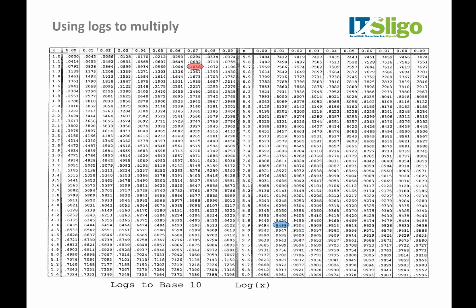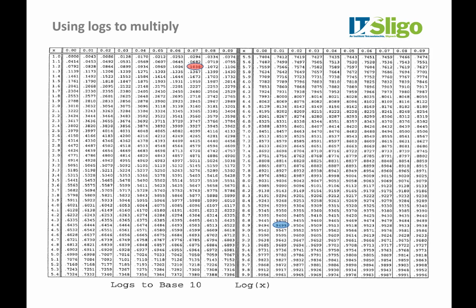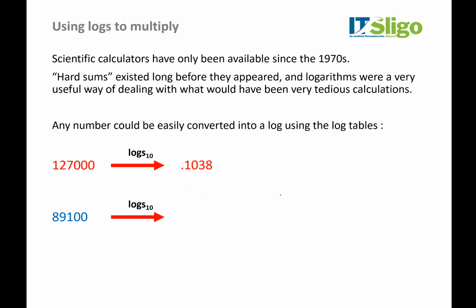So here's the 127, which gives us 1038, and here is 891, which gives us 9499. So there's the first value from the log tables, and there's the second value.